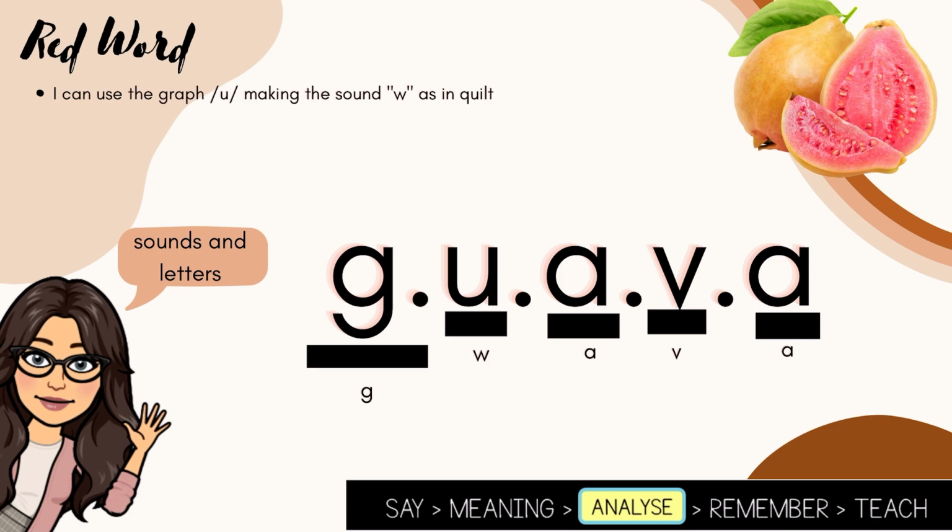You can see that we don't have any digraphs or trigraphs or quadgraphs in this word. Each letter is its own graph and it makes its own individual sound. G, W, A, V, A. G, U, A, V, A. Guava.